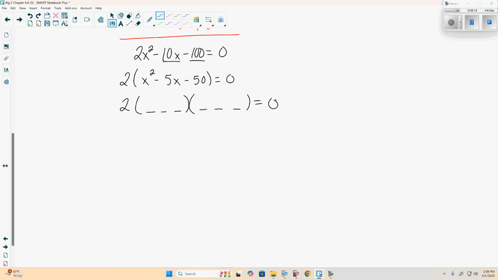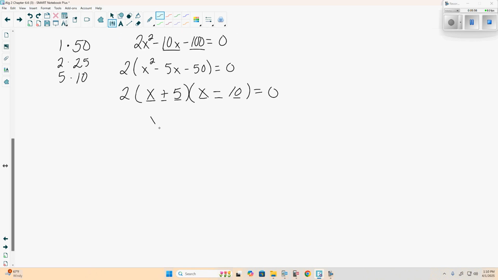At this point here, we'll have our 2 sets of parentheses with 3 spaces. Now, since the third term is negative, our signs are opposite, plus and minus. The only factors of x squared are x and x. Now, our factors of 50 are 1 and 50, 2 and 25. 3 is not a factor, 4 is not a factor, but 5 and 10 are. And the factors that we're going to want are 5 and 10. Telling us the factored form is 2 times x plus 5 times x minus 10.